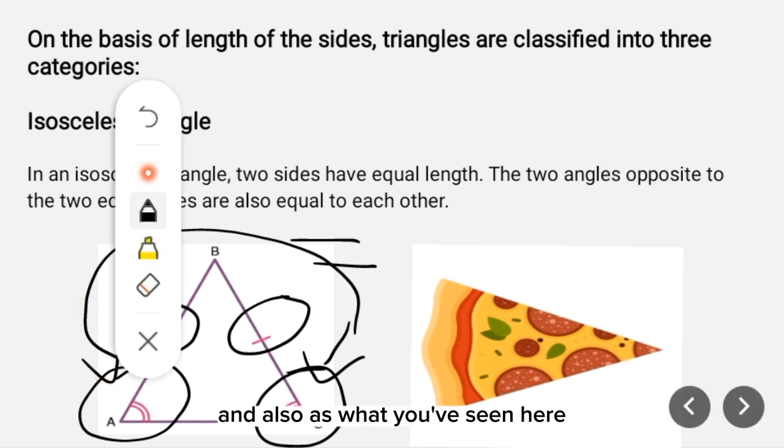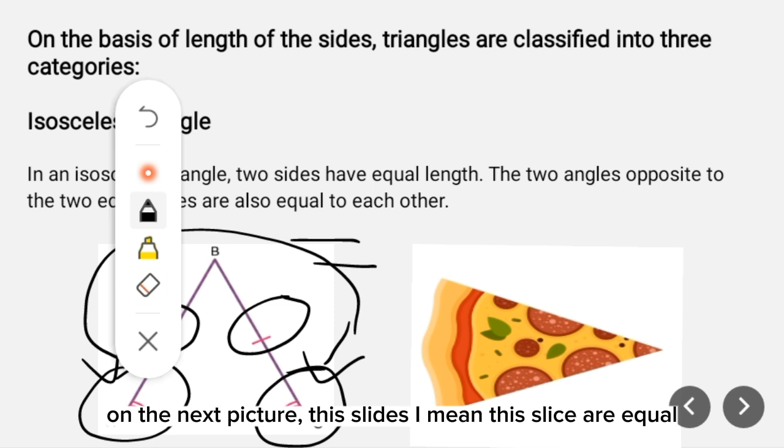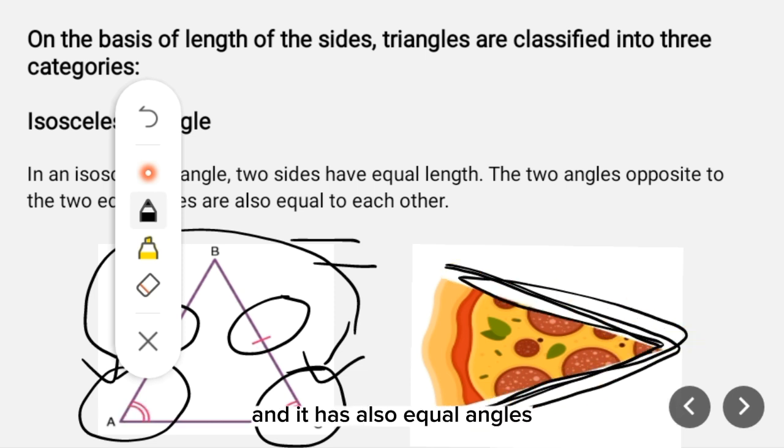And also, as you have seen on the next picture, these sides are equal, and it also has equal angles.